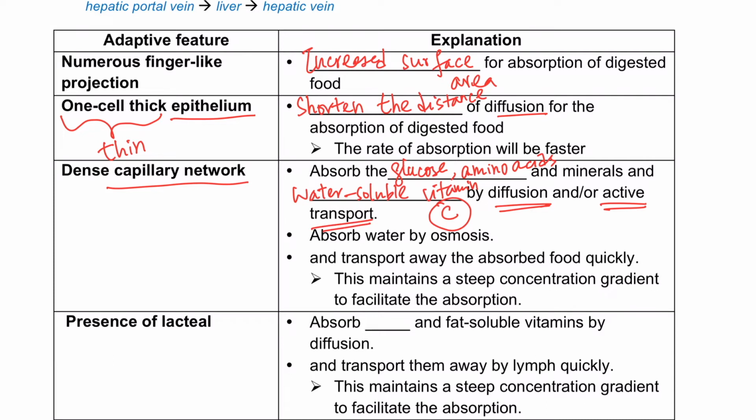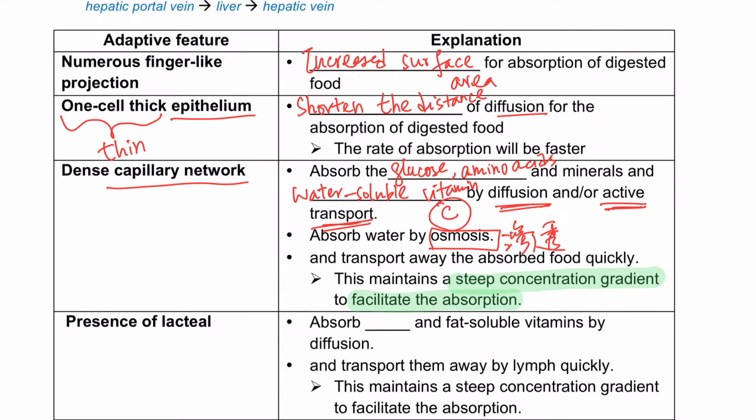Now I have to repeat that you do not need to understand what it means by diffusion and active transport at the time being, but you will understand this later in senior forms. You just need to know that there are actually two processes involved in the absorption of these food substances into the blood, okay? And then water can also be absorbed by means of another process which is called osmosis into the blood. Okay, as there are lots of blood capillaries, the food can be absorbed and transported away very quickly, and then this can maintain something called steep concentration gradient, which can increase the rate, or we can say facilitate the absorption of food.